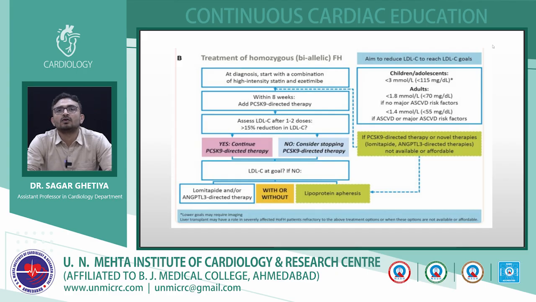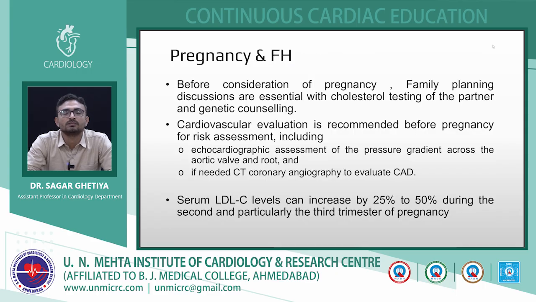These are one of the guidelines for how to treat homozygous familial hypercholesterolemia. We can start with statin in combination with ezetimibe, and if LDL is not lowered by 8 weeks, we can add PCSK9 inhibitors, and then we can go to plasma apheresis, or in extreme cases to novel therapies like lomitapide and angiopoietin 3 directed therapy, and the last resort is liver transplant.